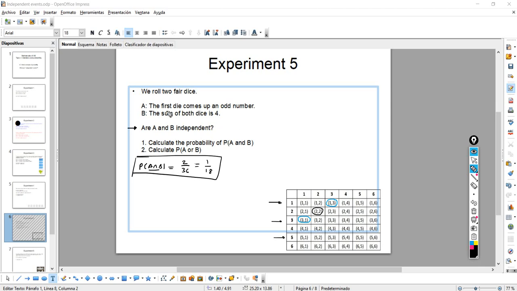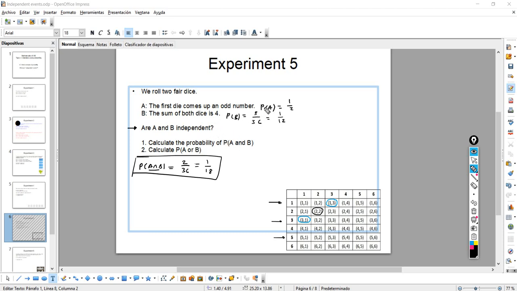And now let's actually get the probability of A and the probability of B independently. I'm gonna leave that to you. It's very quick. It's very simple. Pause the video. And then you're gonna notice that the first die coming up an odd number has a probability of 1/2. And the sum of both dice is 4, has a probability of 3 over 36, which is equal to 1/12. Okay, so these are the individual probabilities.